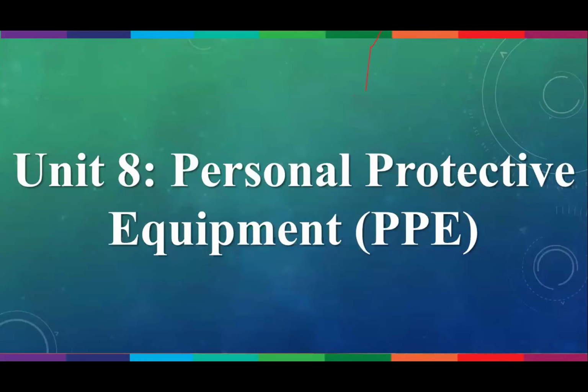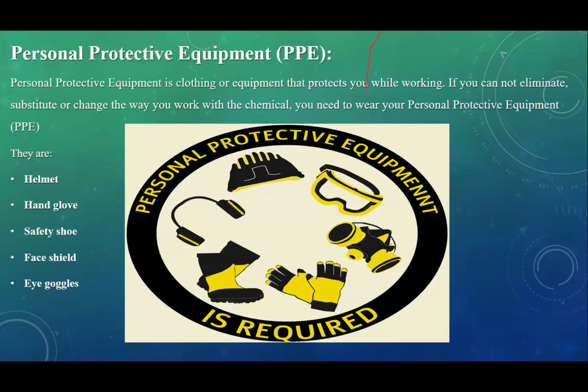Okay. We have Unit 9, the personal protective equipment. Personal protective equipment is clothing or equipment that protects you while working. So if you do not eliminate, substitute, or change the way you work with the chemical, you need to wear your personal protective equipment, which includes the helmet, hand gloves, safety shoes, face shield, and eye goggles.